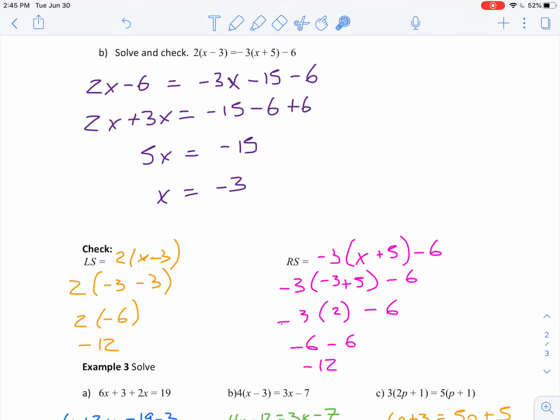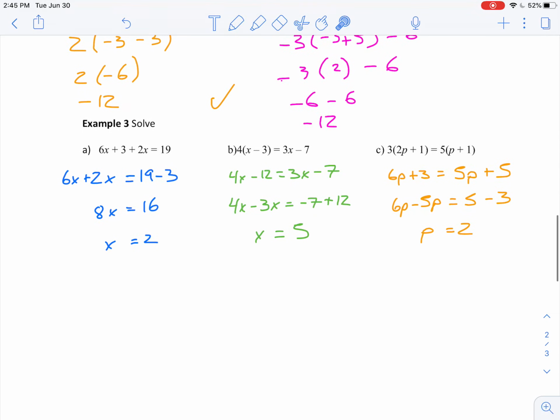I now need to plug it into my right side. So again, stating the right side of the equation, plugging in where the value of x is, performing the math. So the negative 3 plus 5 is 2. 2 times negative 3 is negative 6. We still have this negative 6 here, or minus 6. The negative 6 minus 6 is equal to negative 12, which means that both of these are the same. Therefore, the left side is equal to the right side.